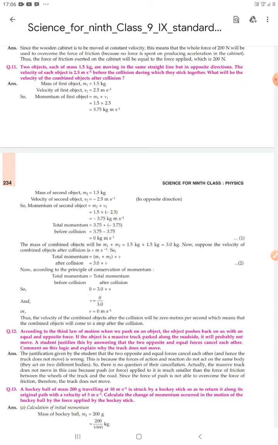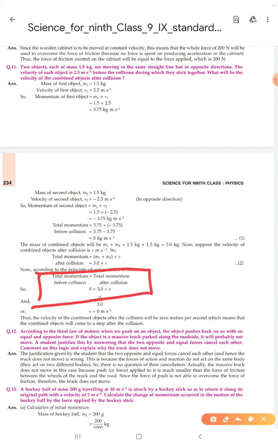Okay, from this, as we know about conservation of momentum, it states that the momentum of a system always remains conserved. It means that the momentum before the impact is equal to the momentum after the impact. We use this principle for these questions. In case of collision, we write total momentum before collision equals total momentum after collision. This is the principle of conservation of momentum.